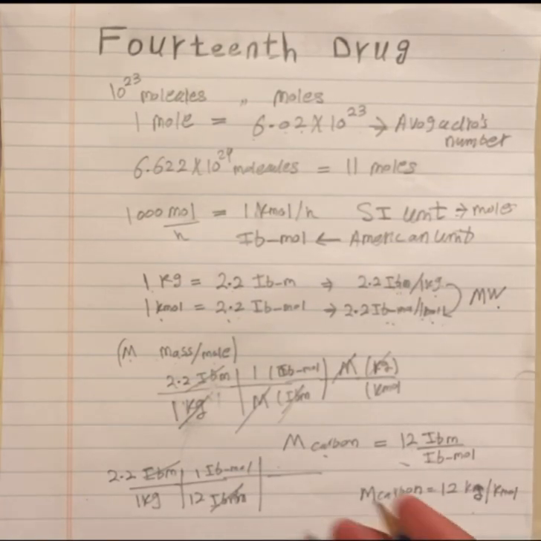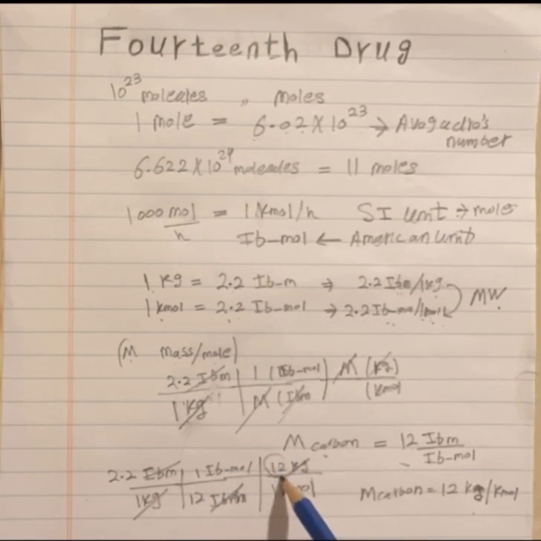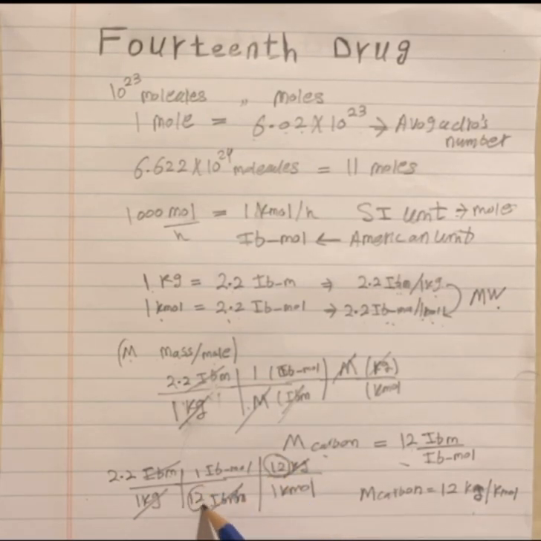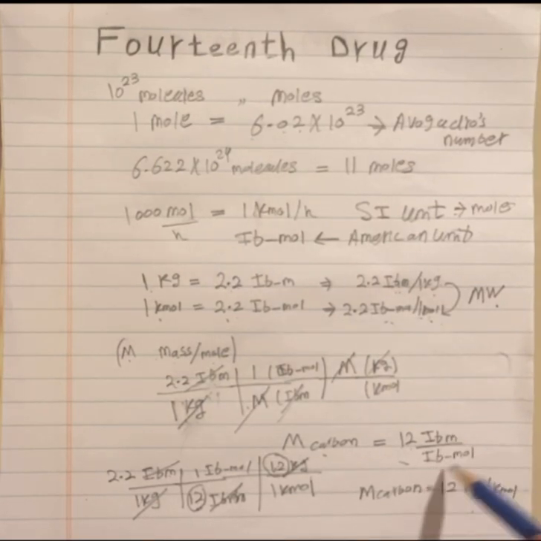We'll put 12 in the numerator. You will cancel kilogram with kilogram. You will cancel pound mass with pound mass. The magnitude of M, in this case 12, will be cancelled with the magnitude of 12, regardless of the unit type: pound mass per pound mole, kilogram per kilomole.